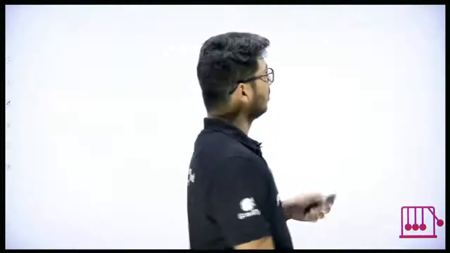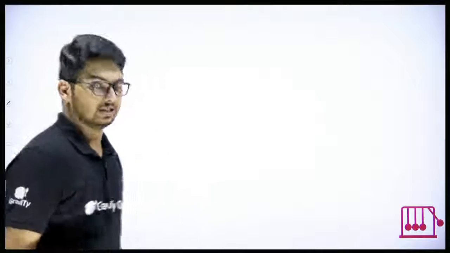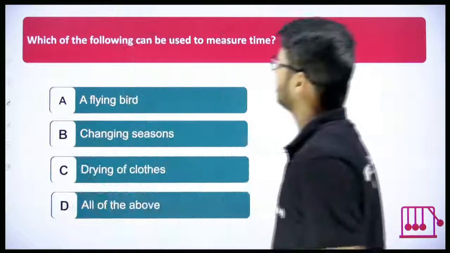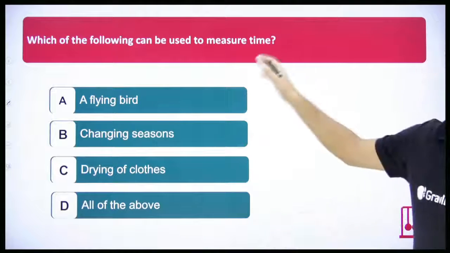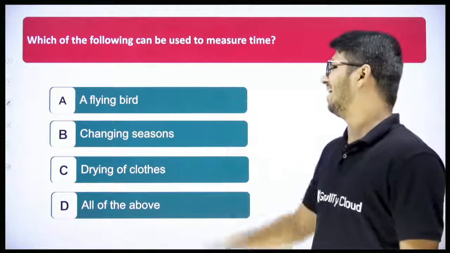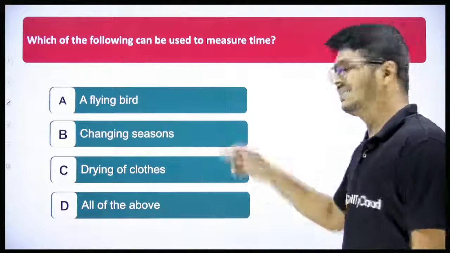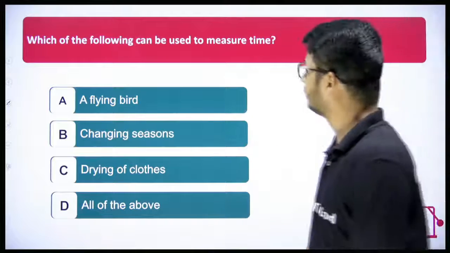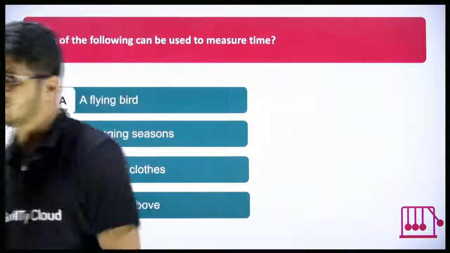Good. So now these were some natural examples. This phenomenon, people found it in nature. So look at a simple question here. Which of the following can be used to measure time? You have different examples: a flying bird, changing seasons, drying of clothes, all of the above. Which of the following can be used to measure time?